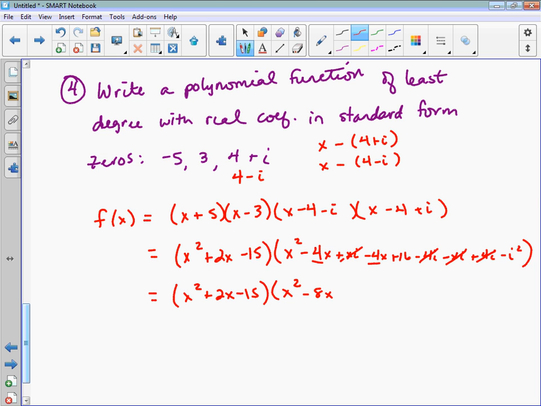And guys, what is negative i squared? Positive. So, yes. It's negative 4. i squared would be negative 1, but it's negative i squared, so plus 1. So, do you guys see how that's actually plus 17? Yes. Okay. i squared is negative 1. That's it. Okay.